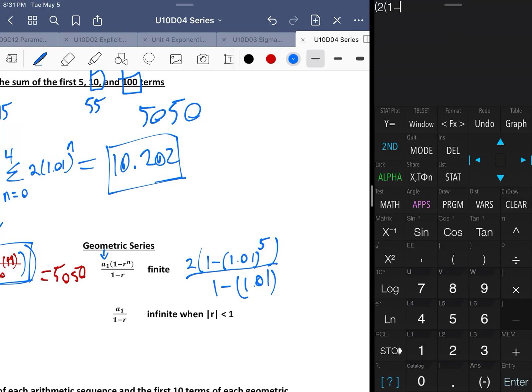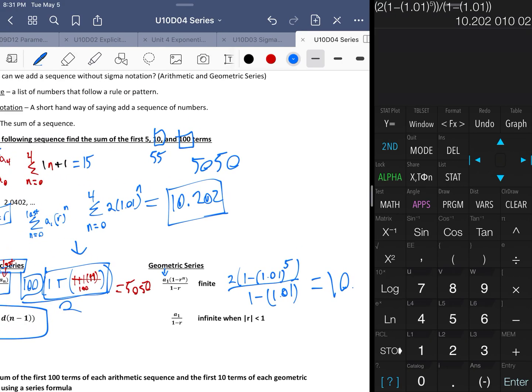So my numerator is 2 parenthesis 1 minus, this is what I forgot, parenthesis 1.01, close that parenthesis to the 5th power. I have to close this one, and one more time, divided by parenthesis 1 minus parenthesis 1.01, close that twice, and press enter, and we get the same exact answer we did a moment ago, 10.202.